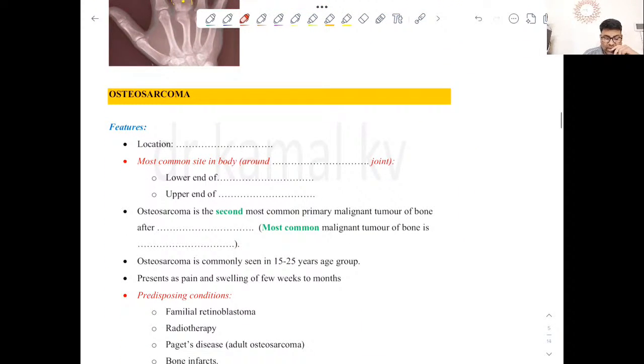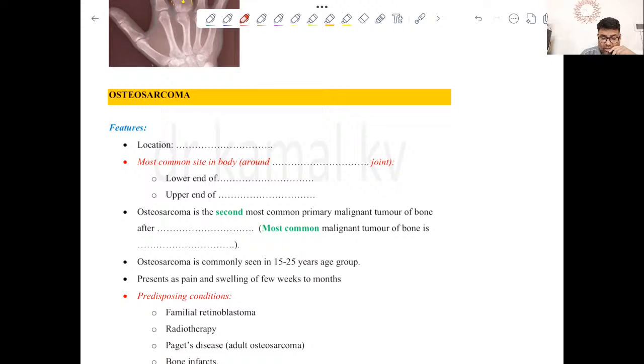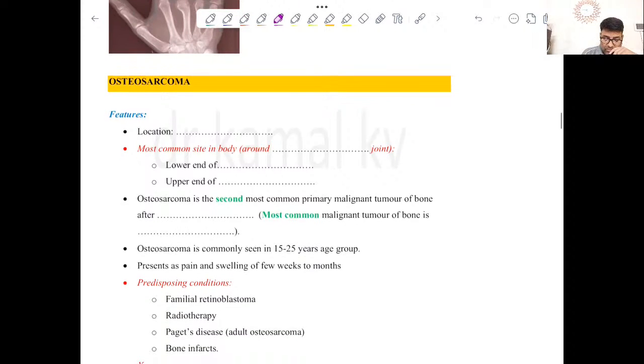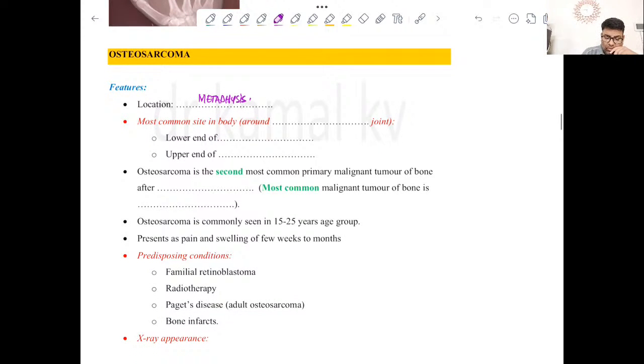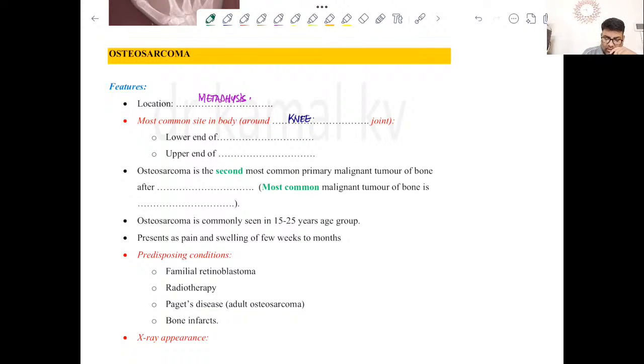Now we come to another entity, osteosarcoma, and this is again a very important topic from which we have questions almost every time. We already discussed that it is metaphyseal, and around the knee joint. Whenever we say knee joint, the first one is the lower end of femur, and the second one is the upper end of tibia. Clear? So, knee joint here.